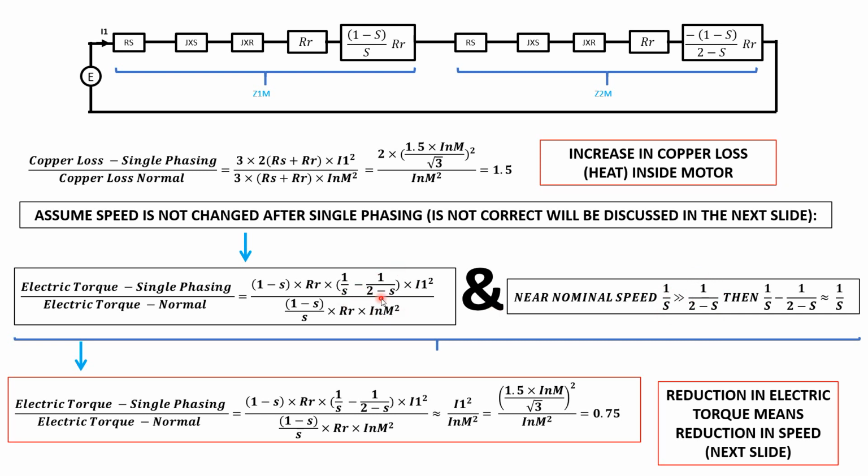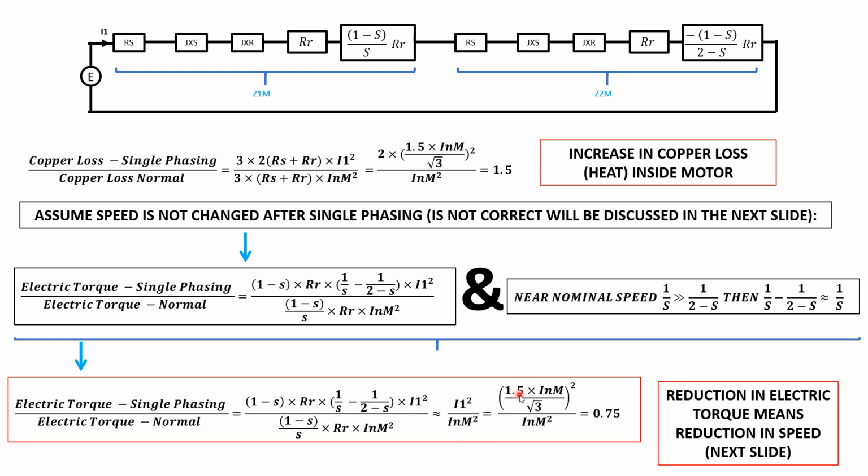Also, we know that the negative sequence torque will oppose the positive sequence, and we see the minus sign here, but the magnitude is much less around the nominal speed. So we can just ignore it and put 1s. So this equation will then be simplified to only the positive sequence square times the nominal motor square.